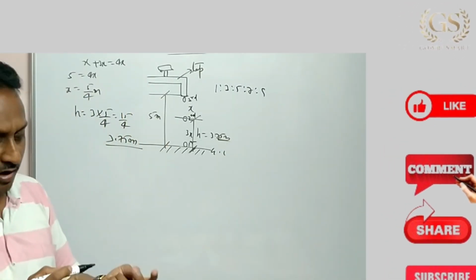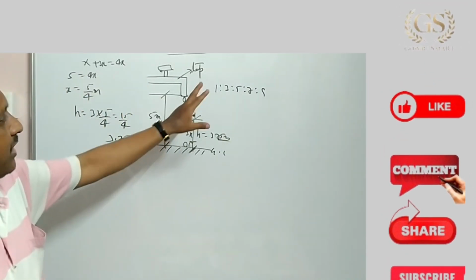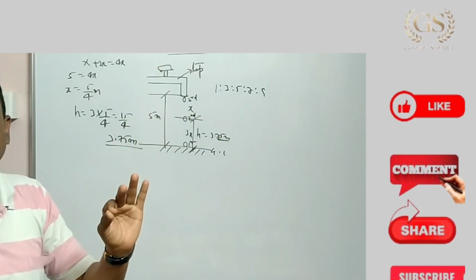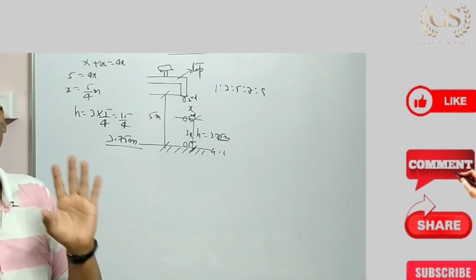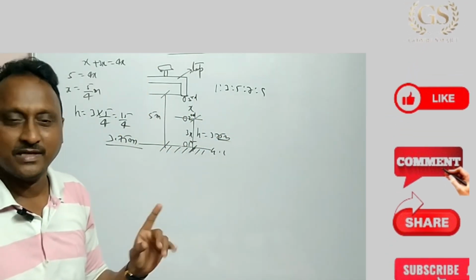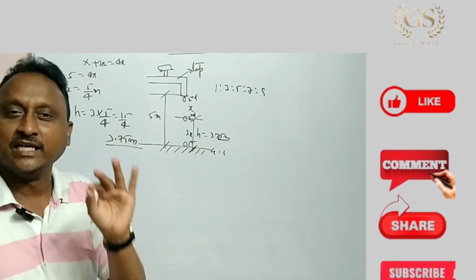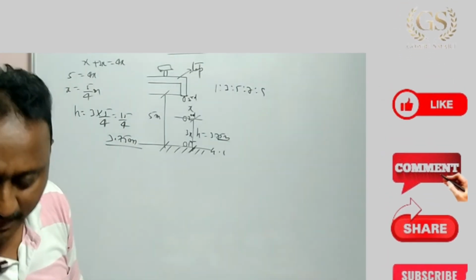Okay, so this is how you have to solve using Galileo's odd numbers, for freely falling bodies only, for equal intervals of time, not unequal intervals of time. This is used only for equal intervals of time. Okay, right.